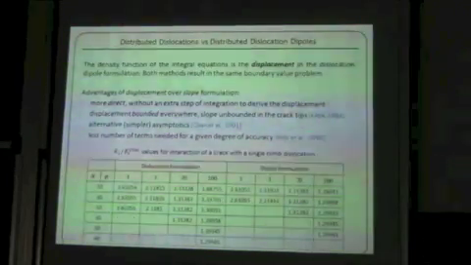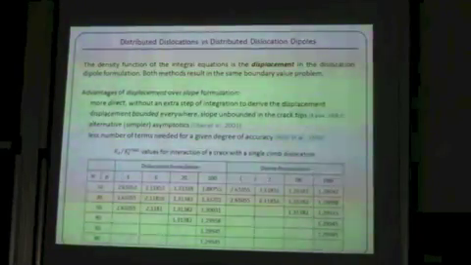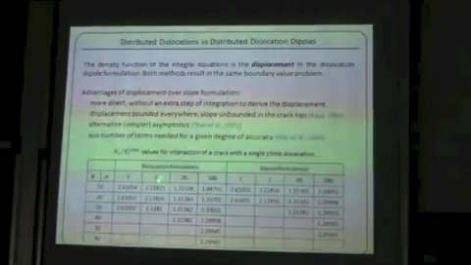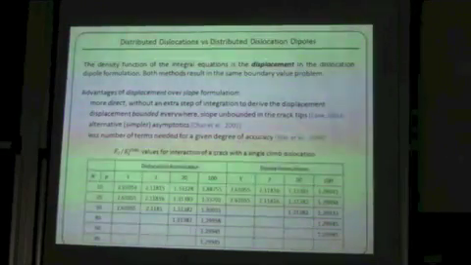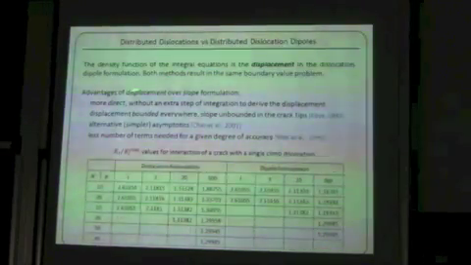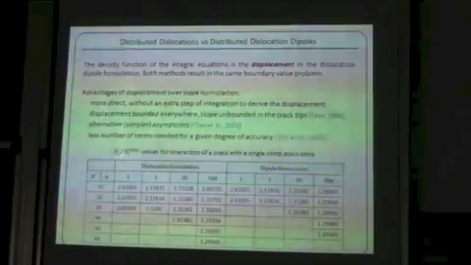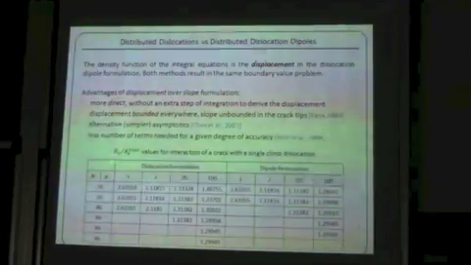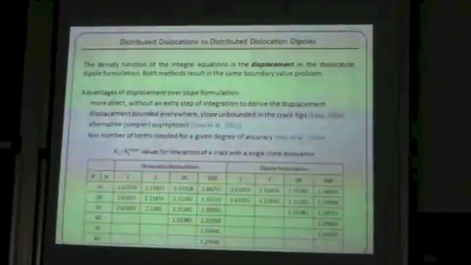We have solved the same problem as before, and that is the interaction of a crack with a single climb dislocation, in order to compare the two methodologies. And as we see, in this approach we need less number of terms for a given degree of accuracy. And also we have written. Yes, we plot here the values of this ratio.